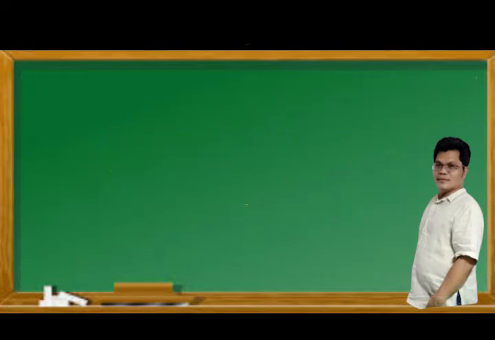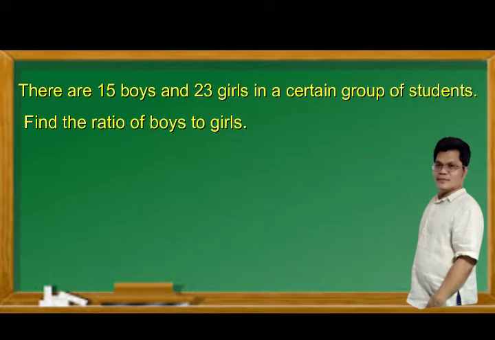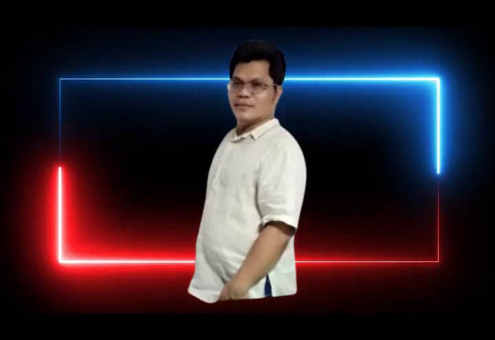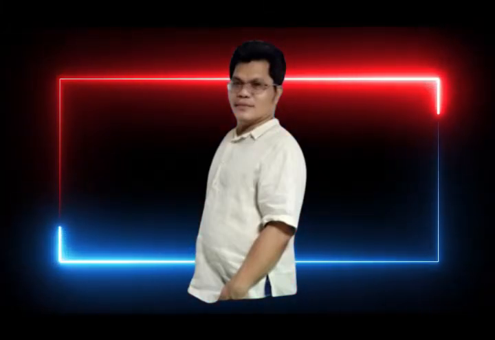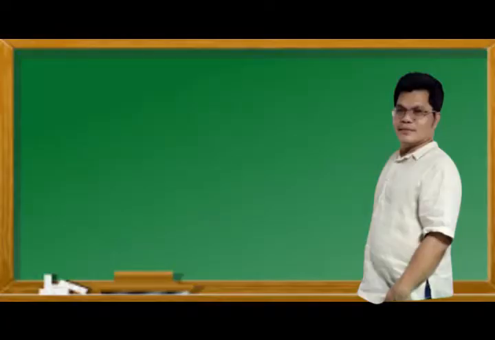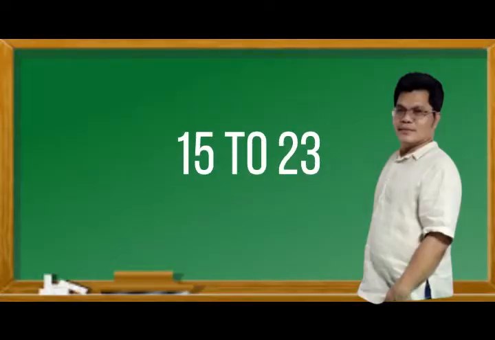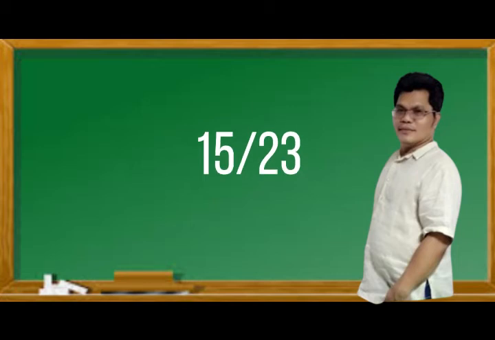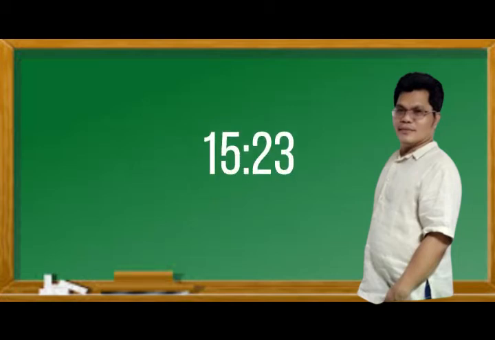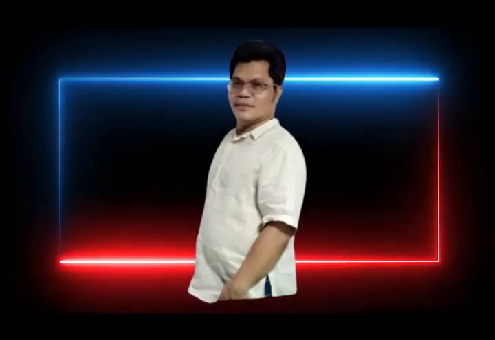Let us have an example. There are 15 boys and 23 girls in a certain group of students. Find the ratio of boys to girls. What do you think the correct ratio of the problem? And of course, the answer is 15 to 23 or 15 over 23, or you can write the answer in the form of 15 is to 23.